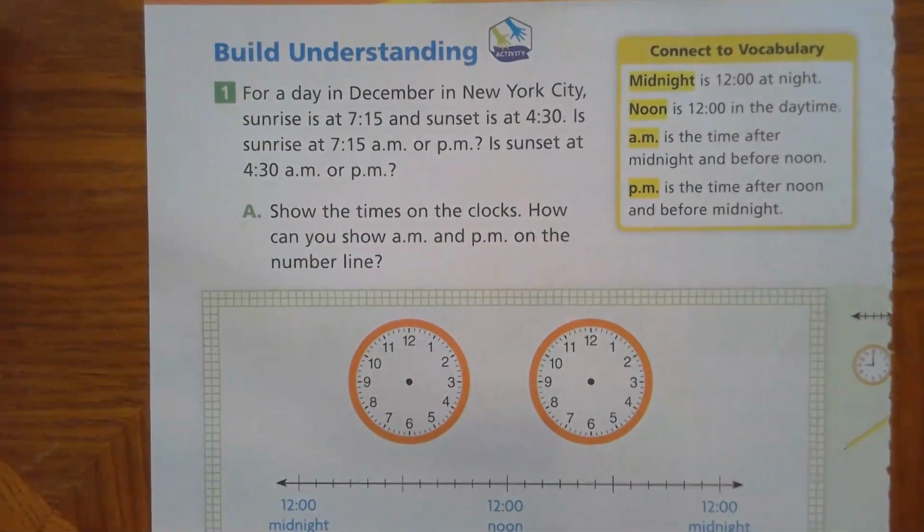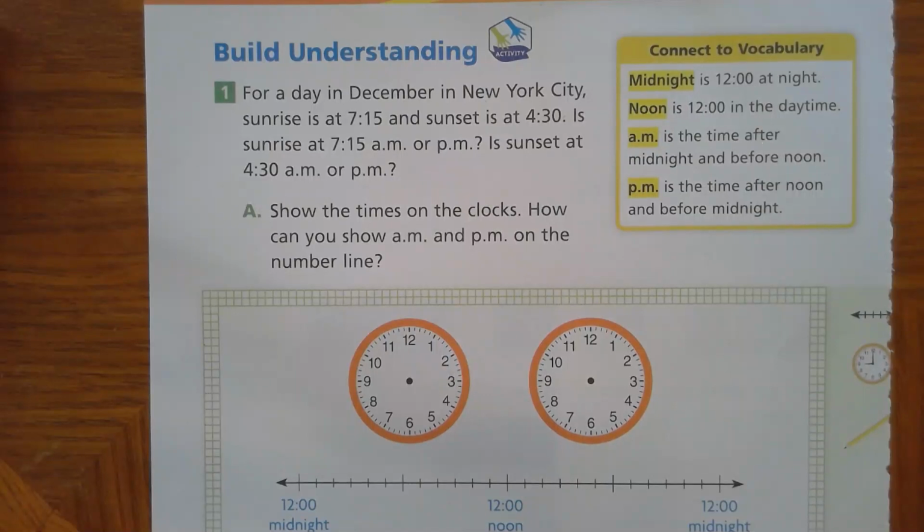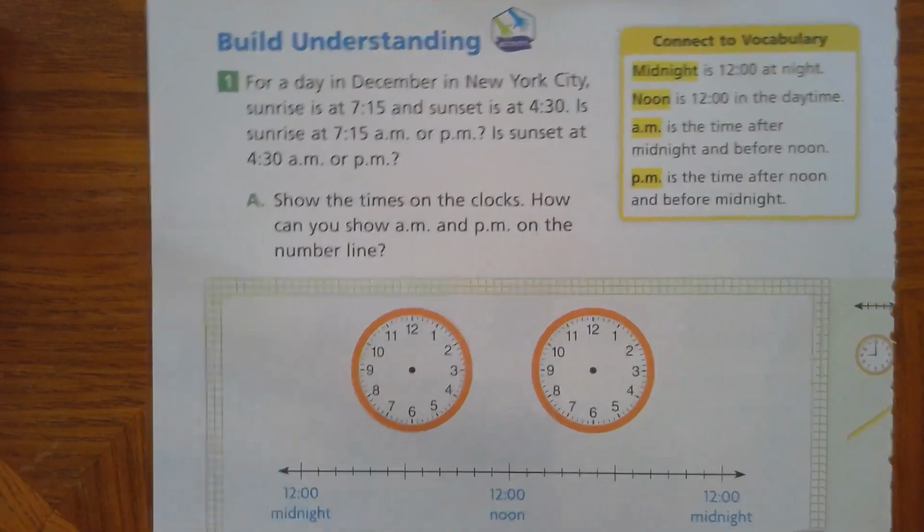For a day in December in New York City, sunrise is at 7:15 and sunset is at 4:30. Goodness gracious. Is sunrise at 7:15 a.m. or p.m.? Is sunset at 4:30 a.m. or p.m.? Show the times on the clock. How can you show AM and PM on the number line? All right.